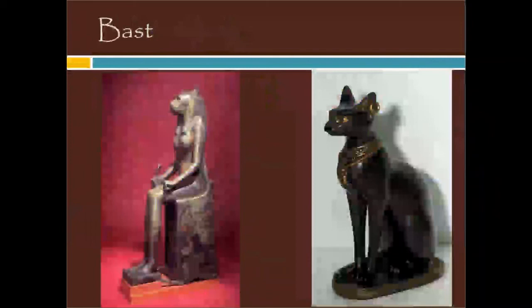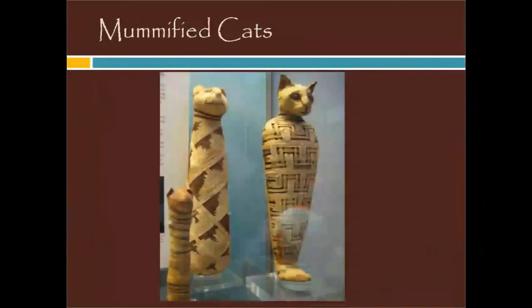And if your cat died, first off, you mummified it, but you also mourned it. They actually mourned cats for a year. So if your kitty, Miss Whiskers, died, you would have to basically go into mourning, your family, for a year. And you would shave all your bodily hair, your eyebrows, hair, body hair, everything, and you dressed in white.